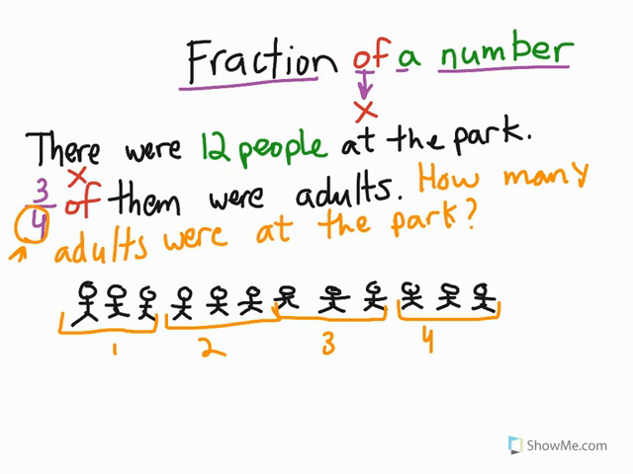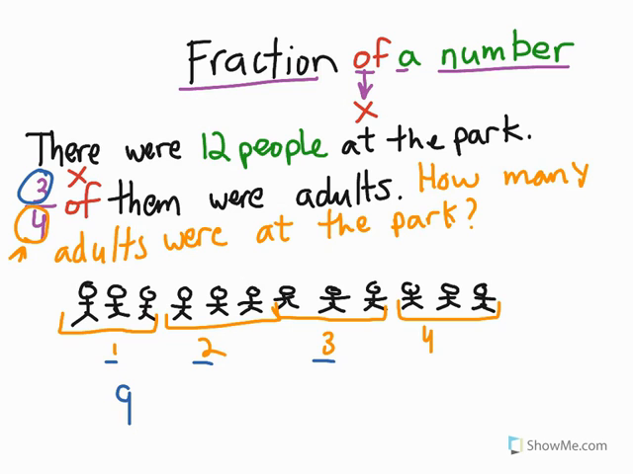Now, how many groups do I need? I need 3 of them. Let's use a different color. I'll use blue. We need 3 groups of them. So 1, 2, 3. How many people were adults at the park? Well, we count them all up, we get 9. So that's the visual of 12 people and 3/4 of them being adults.